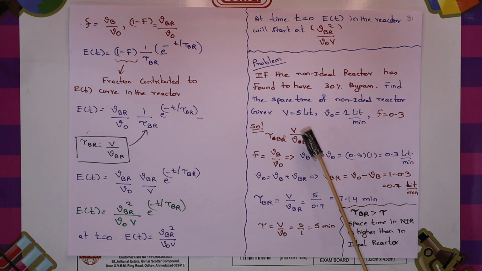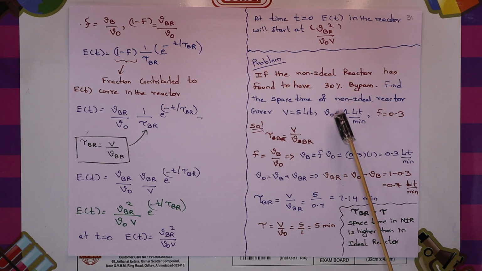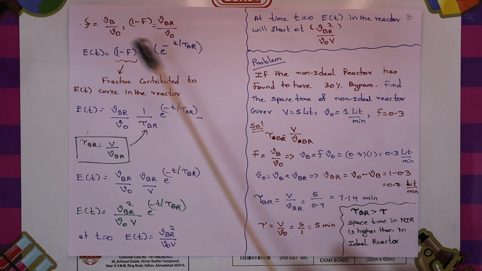Ideally, what should be the space time? Space time is nothing but, for example, the volume of the reactor is given as 5 liter, and the volumetric flow rate going into the reactor is 1 liter per minute. If that is the case, what should be the ideal space time of the CSTR? Volume divided by volumetric flow rate, that is 5 divided by 1, which is equal to 5 minutes. But it is given that the reactor has a bypass of 30%. So the F here is 0.3, which is given as 30%.